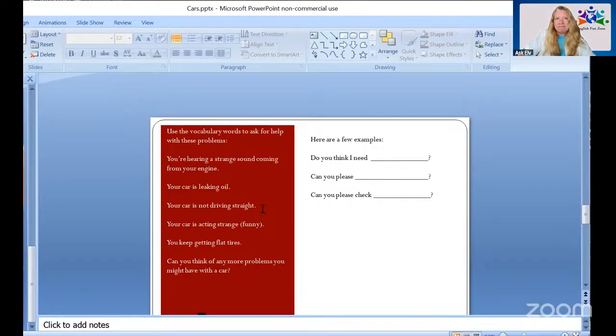Okay. Your car is acting strange. It's acting funny. It's doing something that it normally doesn't do, that you're not expecting it to do. You would say, my car is acting strange. Of course, the mechanic will probably ask you more questions, like, what seems to be the problem? Right? What seems to be the problem? And then you would describe the problem, right? It's making a strange sound.